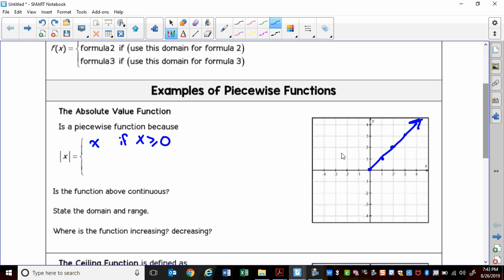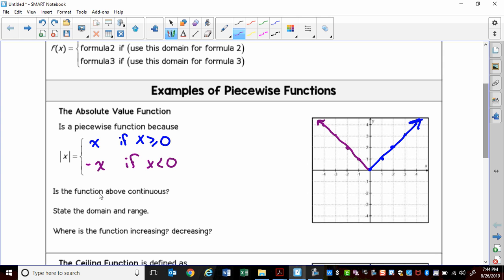Now if we want to go down for the other half of the absolute value function, we're actually going to say this is negative x, and this is if x is less than 0. So this is negative x. It still has a y-intercept of 0, but going from left to right, we are going down 1 over 1, down 1 over 1. So these two functions make up the absolute value of x.